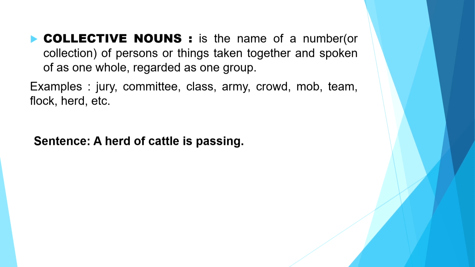Now, next comes another category of nouns, collective nouns. A collective noun is the name of a number of persons or things taken together and spoken of as one whole, regarded as one group. For example, jury, committee, class, army, crowd, mob, team, flock, herd, etc. So, let us take an example. A herd of cattle is passing by.